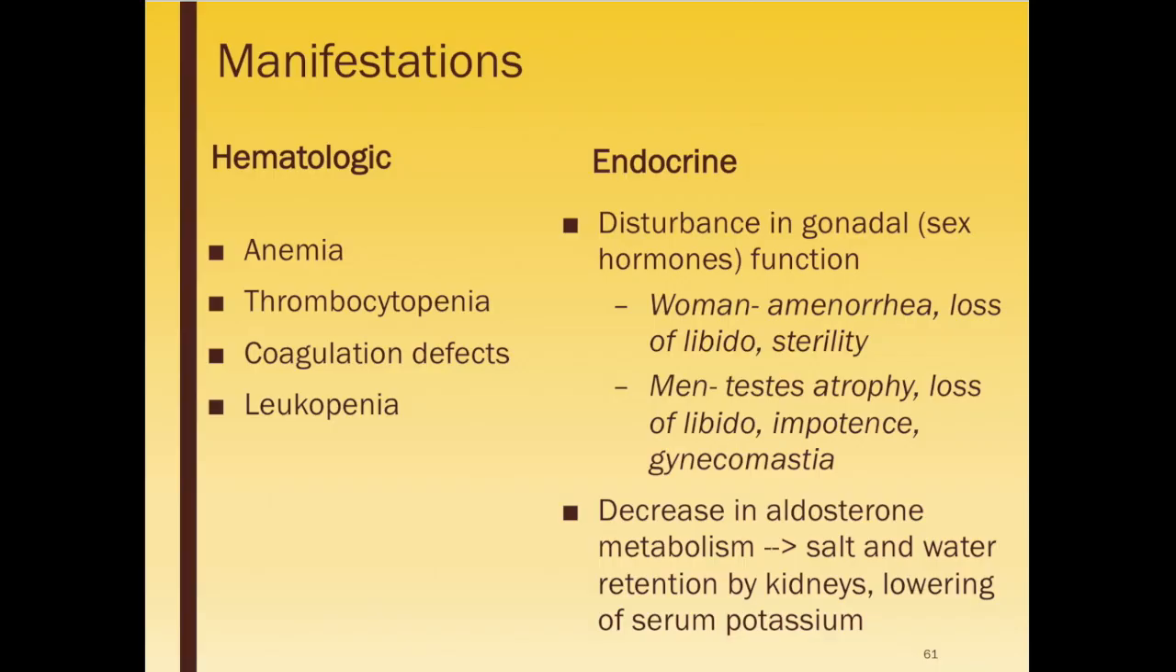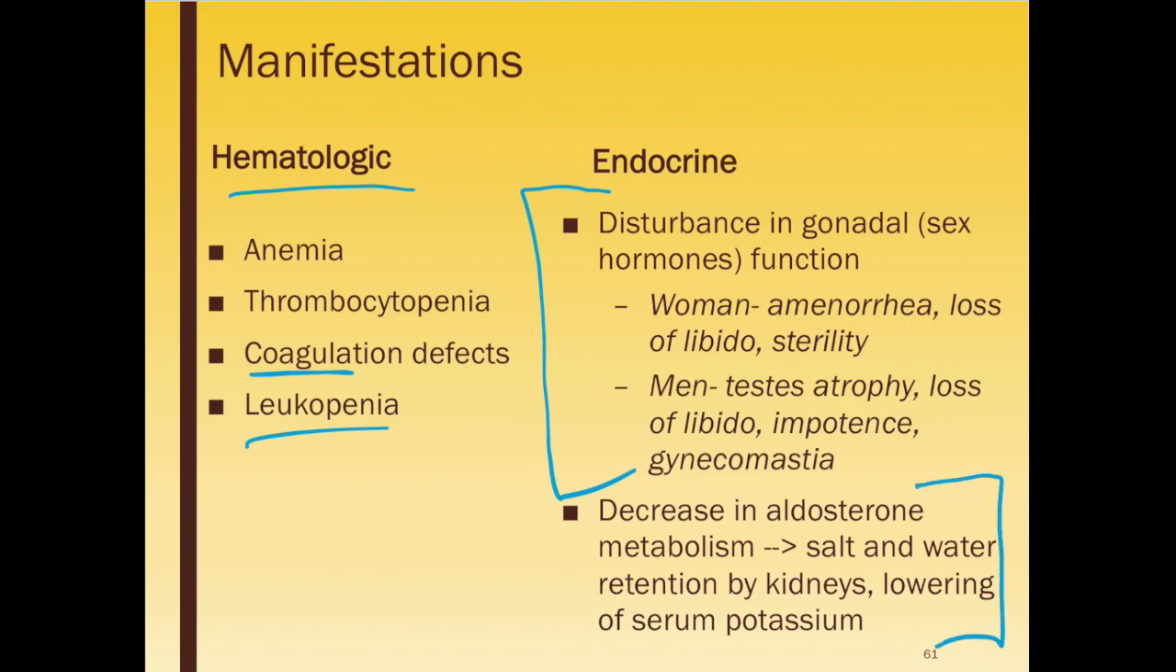Manifestations, we have talked about literally all of this. All of the hematologic things related to the spleen, anemia, thrombocytopenia, coagulation, that's related to the liver and not making coagulation factors, leukopenia, again with the spleen. Endocrine, we've talked about how this is related to our sex hormones. We've talked about how it's also related to our aldosterone and how it can cause sodium and water retention by the kidneys and how it can lower potassium.